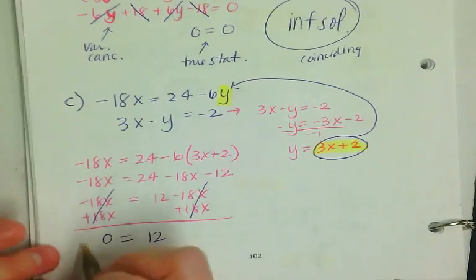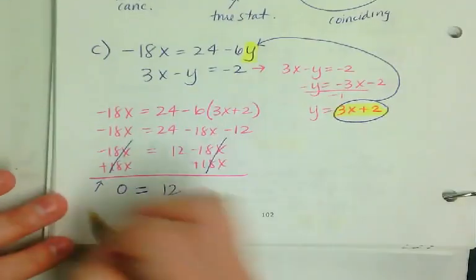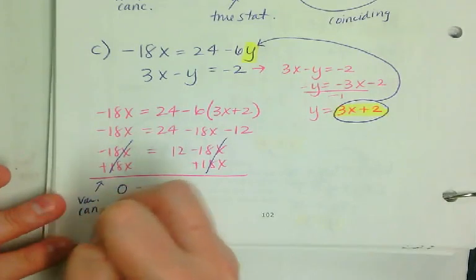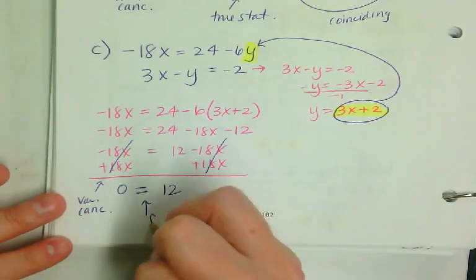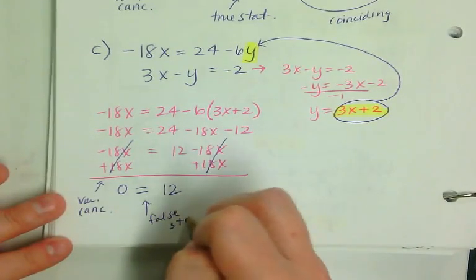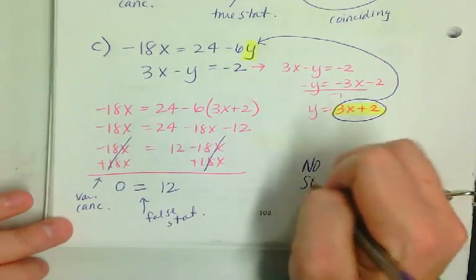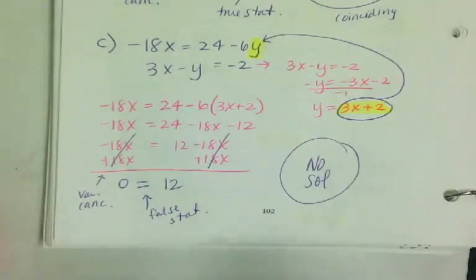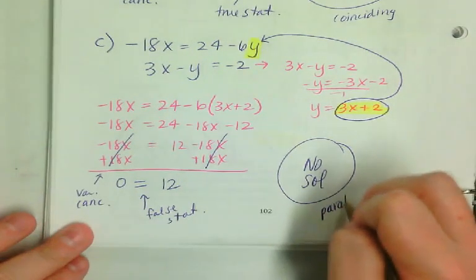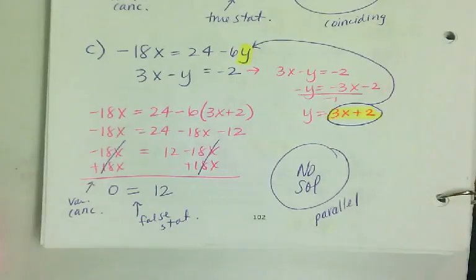Well, now my variable has canceled, but this time I have a false statement. So variables are gone, false statement, which means my answer is no solution. A system that has no solutions means that the lines are parallel. Okay? They do not have any points in common. They do not intersect, so it is no solution.